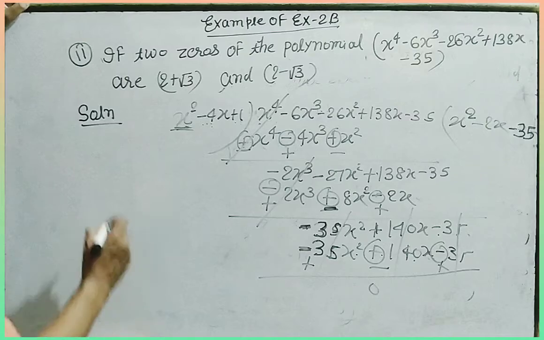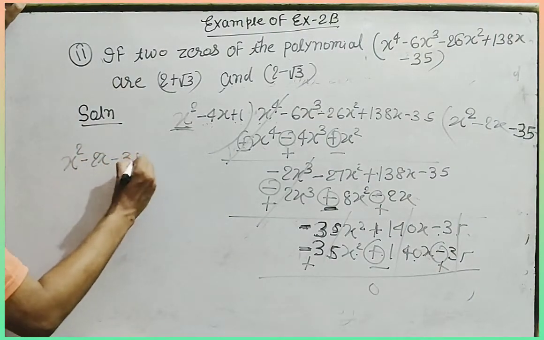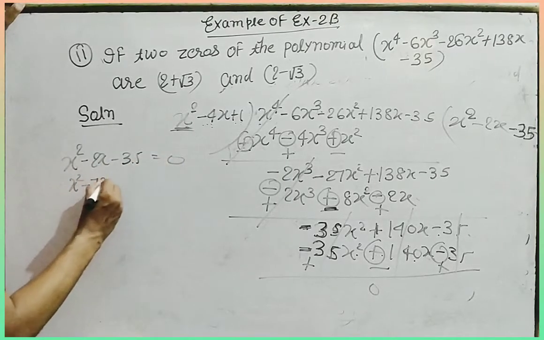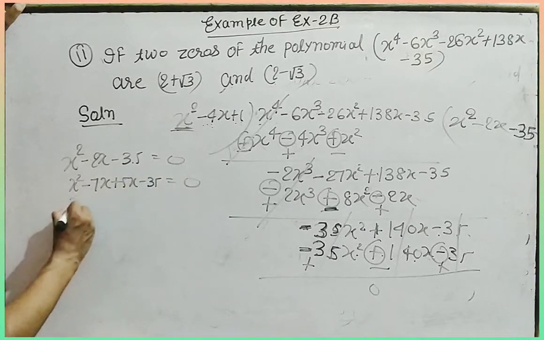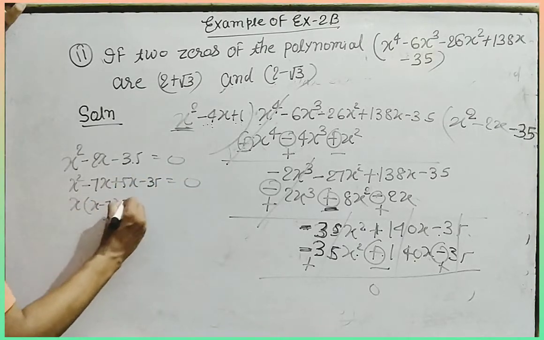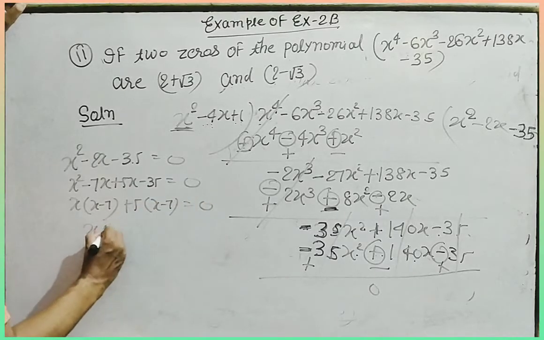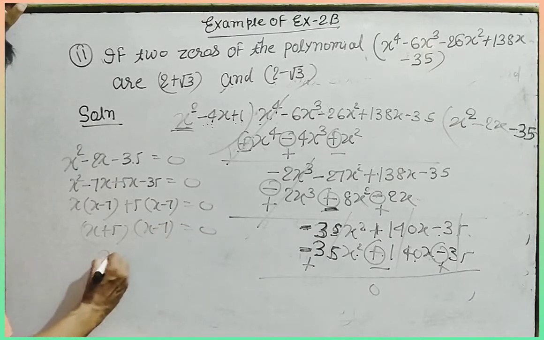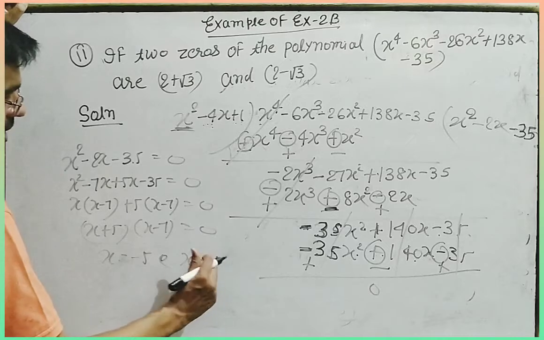Now your remaining factor is, find from here x square minus 2x minus 35 is equal to 0. So you write here x square minus 7x plus 5x minus 35 is equal to 0. X common, that is x minus 7. 5 common, that is x minus 7 is equal to 0. It is x plus 5 and it is x minus 7, that is 0. Then x is equal to minus 5 and x is equal to plus 7.